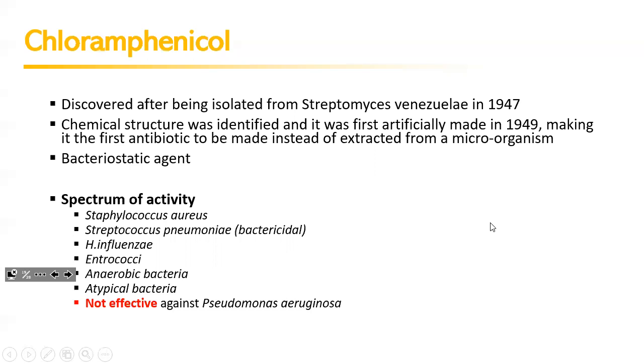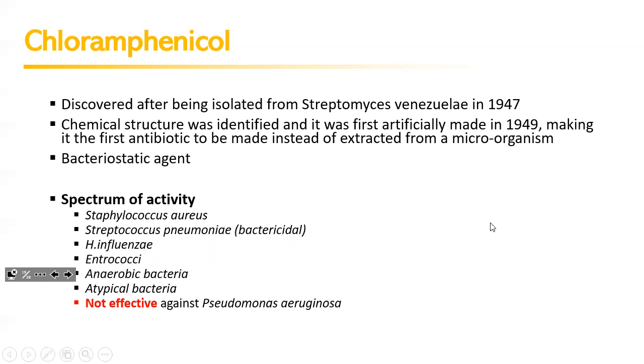It was discovered from Venezuela from Streptomyces, in the soil, in 1947, until we were able to extract the molecule, which was 2 years after that. It's a bacteriostatic agent, and it's a broad-spectrum antimicrobial. It covers Staphylococcus aureus and exerts a bactericidal activity against Strep pneumoniae and Haemophilus influenzae, and that's why in the old days it was indicated to treat meningitis.